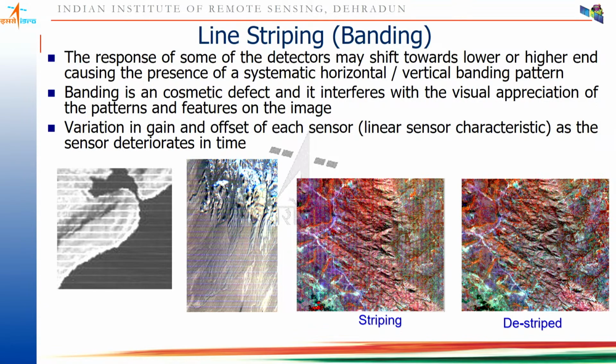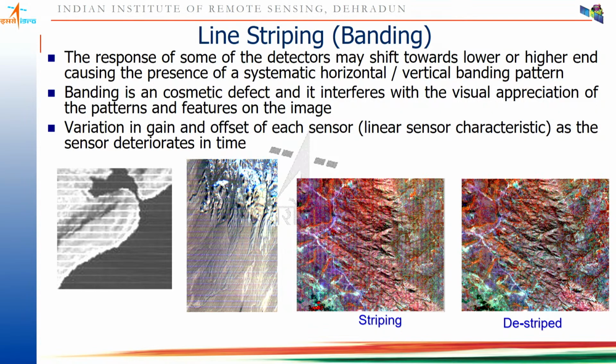Now how line striping is different from line dropout is that in line dropout there is no response, the response is zero, so you get zero values or random black lines, periodic or partial.